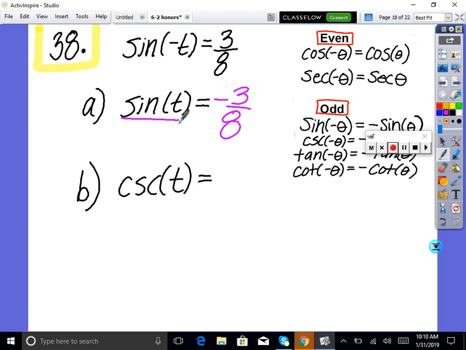Isn't it true that if we take the original sine of t and plug in negative t, since it's odd, it's going to be negative 1 times the original? So negative 1 times this would be 3/8. Do you guys see? Change the sign there. Well, if sine of t is negative 3/8, then cosecant is the reciprocal of that, which would be negative 8/3. That easy.